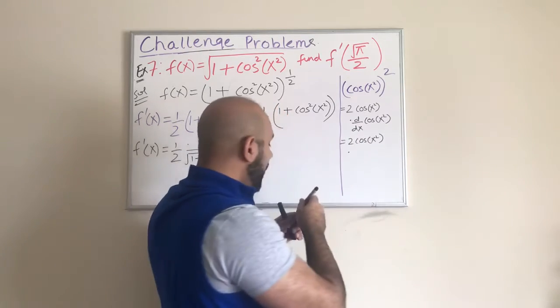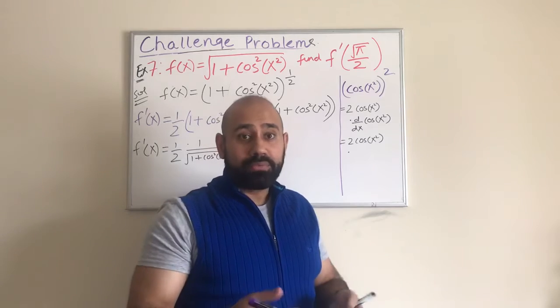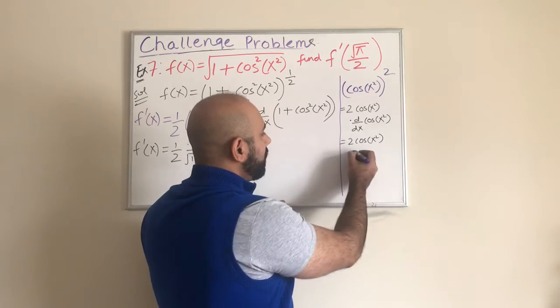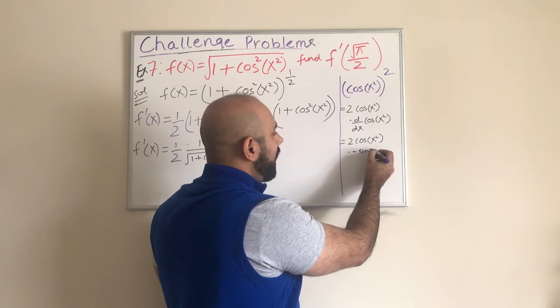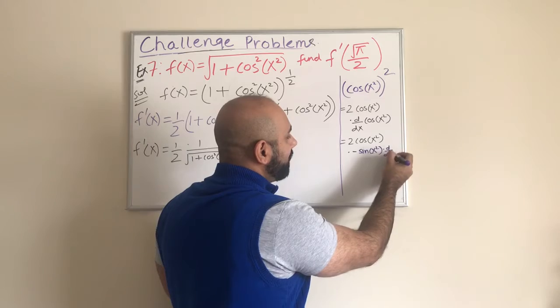the derivative of this. Now the power of cosine is just 1, so we can use the basic formula for the derivative of a cosine function. The derivative of cosine is negative sine, so I'm going to use negative sine x squared. But again, I cannot leave it like this. I still have to multiply by the derivative of the x squared.